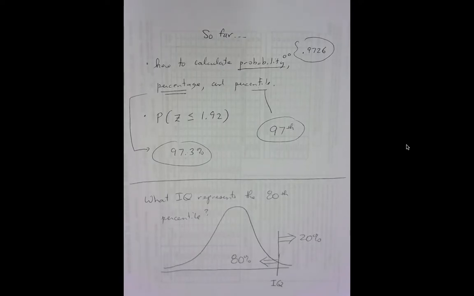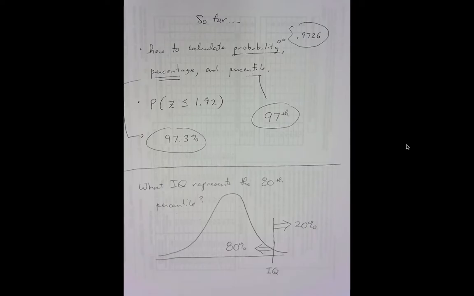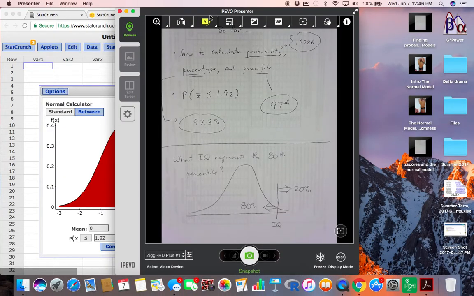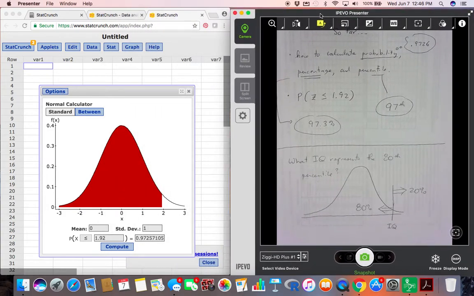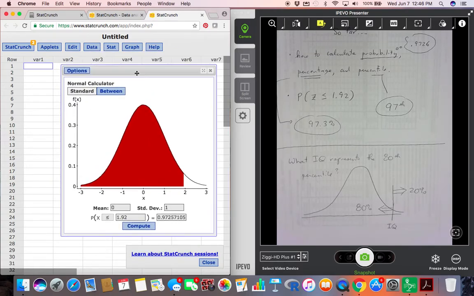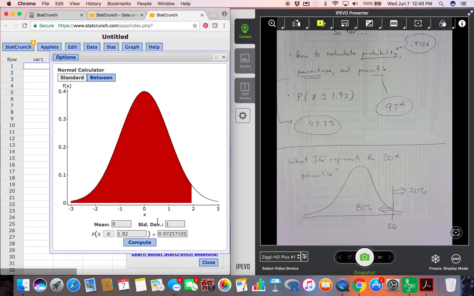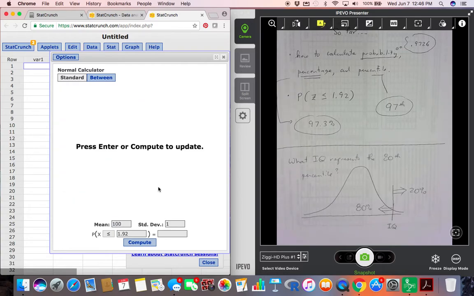But it turns out in working this problem, we can just be very clever in the way that we manipulate the operation on StatCrunch to give us exactly what we need. Now, how are we going to do that? First of all, we're going to go to standard. Make this a little larger. And I'm going to go to the mean. So remember, guys, IQ has a mean of 100, standard deviation of 15.